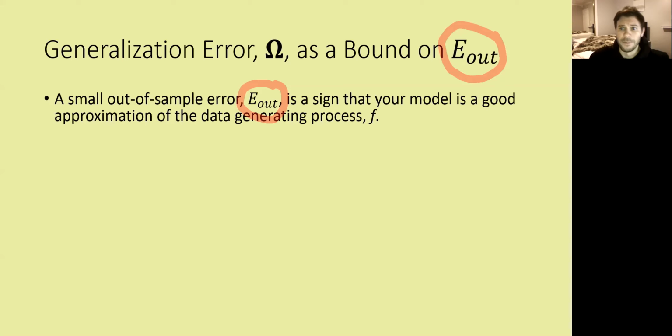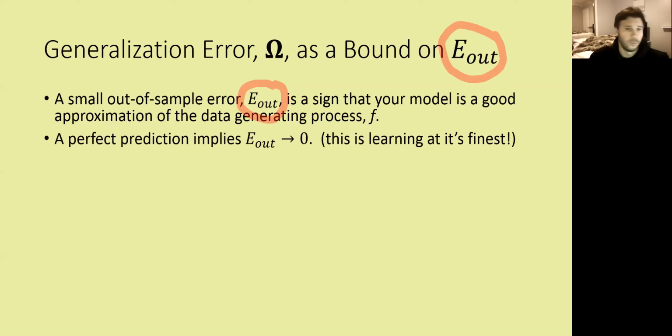If you have a great model, a perfect prediction implies that your out-of-sample error would be 0. And this is sort of learning at its best. But in general, the reality is here, and again, when we talk about E in and E out, I'm really referring to the average in and out of sample error.